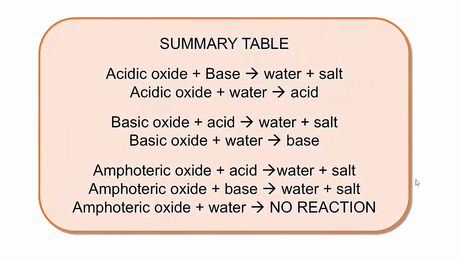So here's a summary table of those types of reactions. If you've got an acidic oxide and you're reacting it with a base or a hydroxide, you're going to get water and a salt. An acidic oxide plus water, you're going to get an acid out. Basic oxide plus acid, water and a salt. Basic oxide plus water, you're going to get a base out, or a type of hydroxide compound. And then amphoteric oxide plus acid, water and salt. Amphoteric oxide plus base, water and salt. And then when it reacts with water, no reaction.